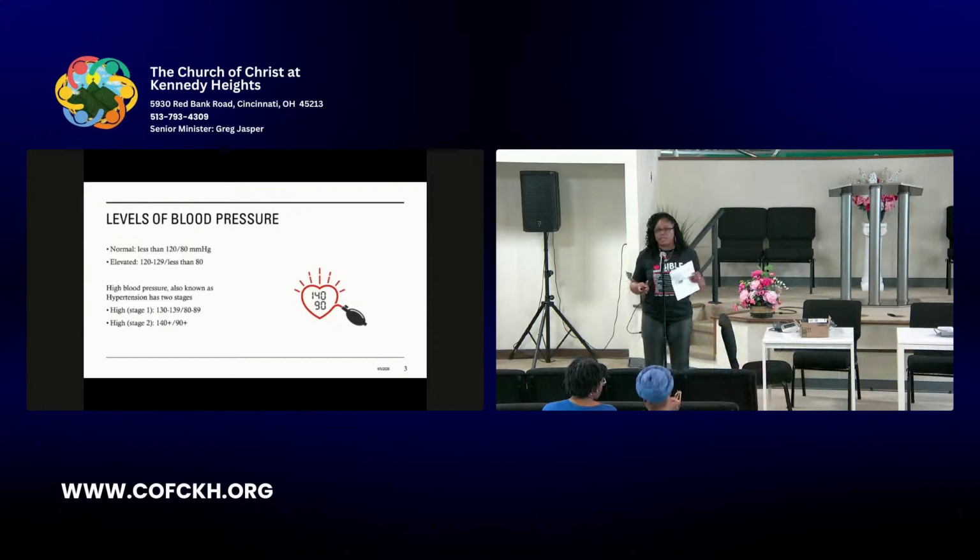And in addition to this, if you do have blood pressures that are 180 over 120, that's when you're in a hypertensive crisis. So at that time, you want to make sure you get medical treatment or help.